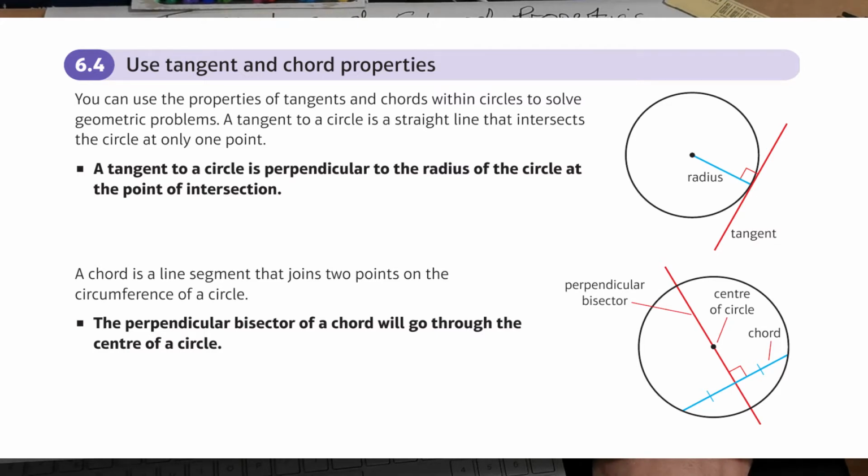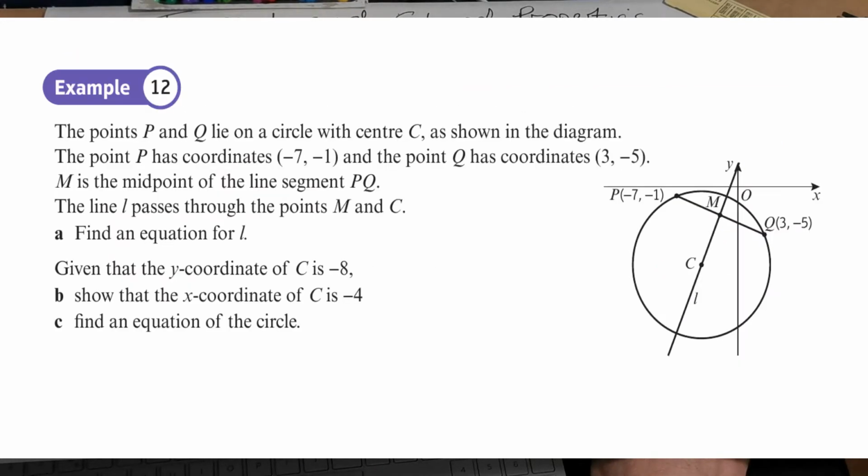And then I'd like us to think about this question. Now the question says, the points P and Q lie on a circle with centre C as shown in the diagram. The point P has coordinates -7, -1, and the point Q has coordinates 3, -5. M is the midpoint of the line segment PQ, and the line L passes through the points M and C. Find an equation for L.